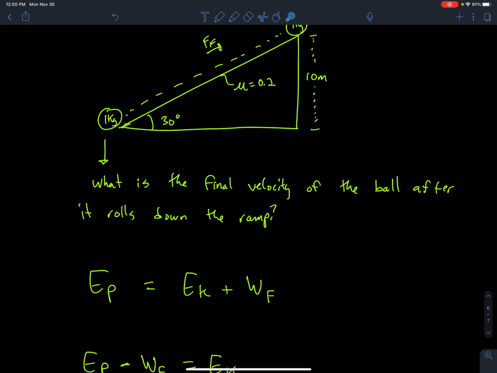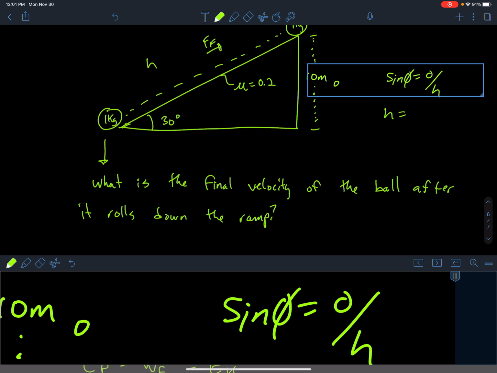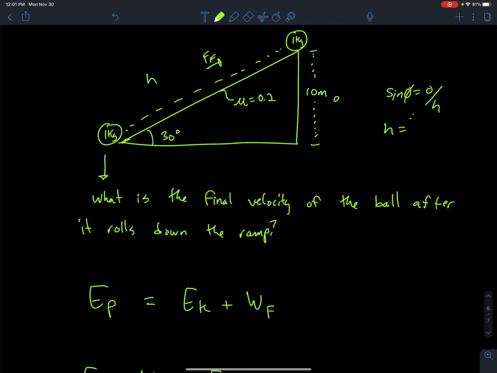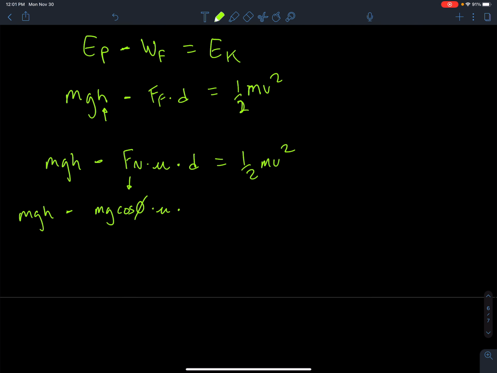This is my hypotenuse, that's the opposite, so it looks like it's going to be a sine function. Opposite over hypotenuse, so sine theta is equal to opposite over hypotenuse. To solve for my hypotenuse, it's going to be 10 meters divided by the sine of 30. Which I can already calculate in my head, but it'll be 10 meters divided by the sine of 30, is equal to 1/2 mv squared.